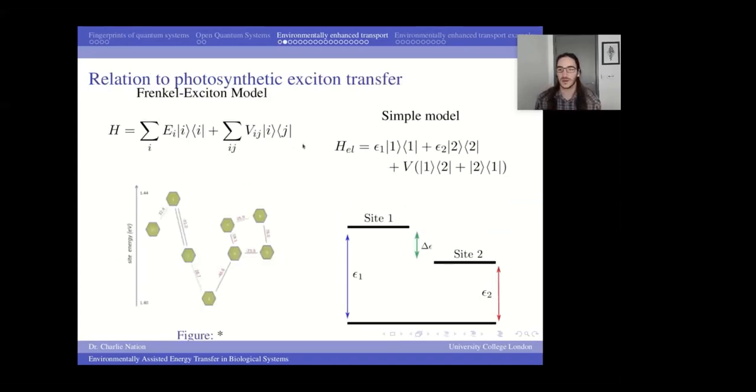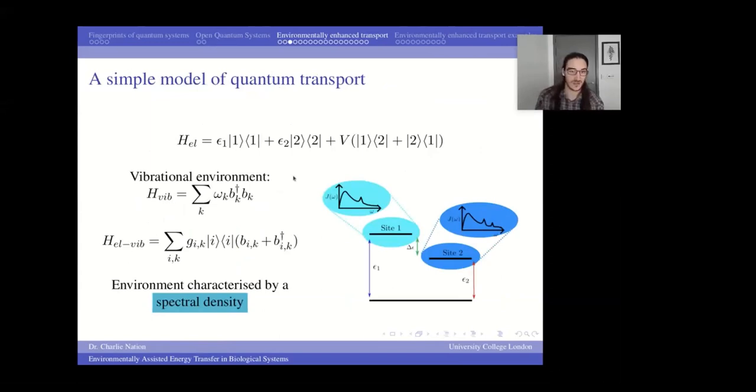So this model relates slightly to a photosynthetic model in the sense that these photosynthetic Frenkel exciton models are sums of many sites with couplings between these sites, and this is a very simplified two-site description of these Frenkel exciton models. So we also need to include our environment, which generally is given by what's called a spectral density, which is what's pictured here, though I won't be discussing the details of spectral densities. The core aspect you can think of here is that there are, in general, in this case, what we would expect is two contributions to the environment.